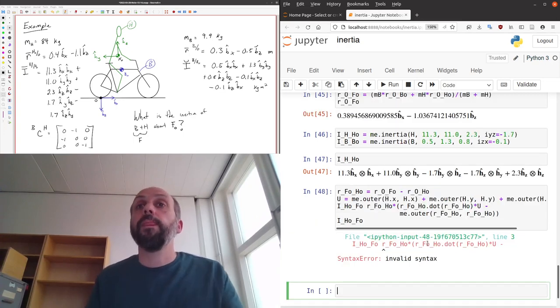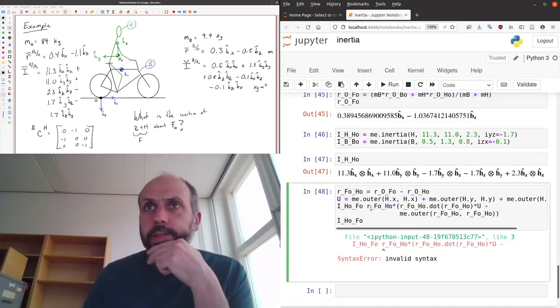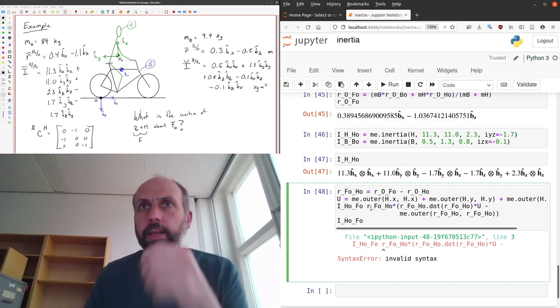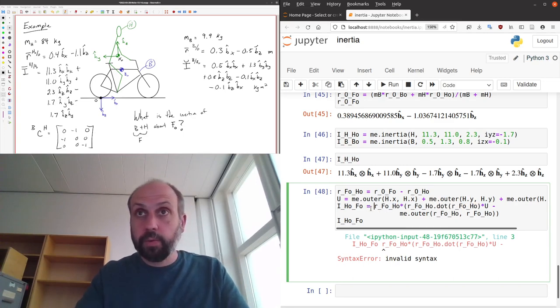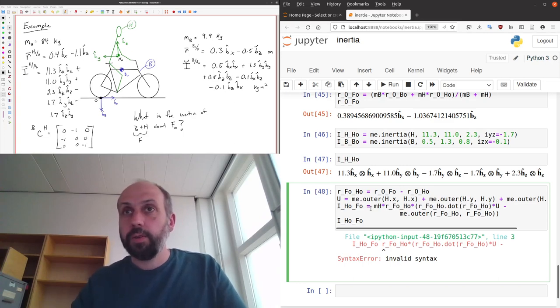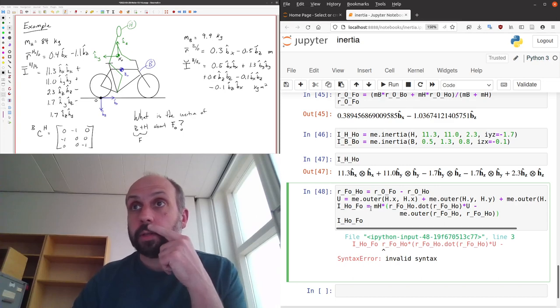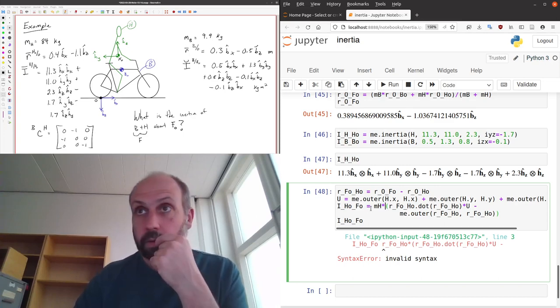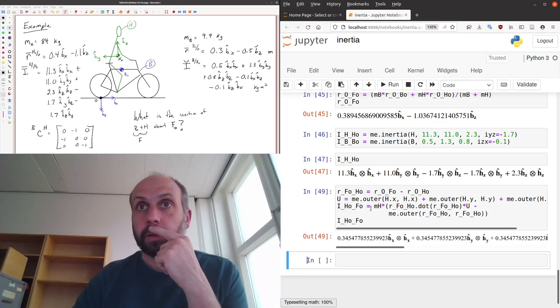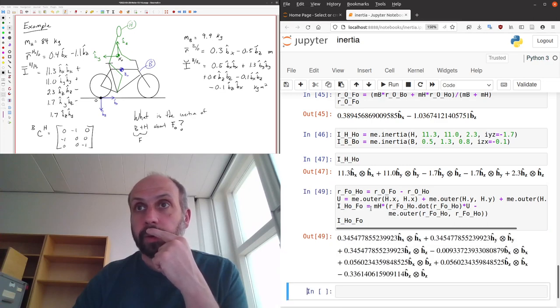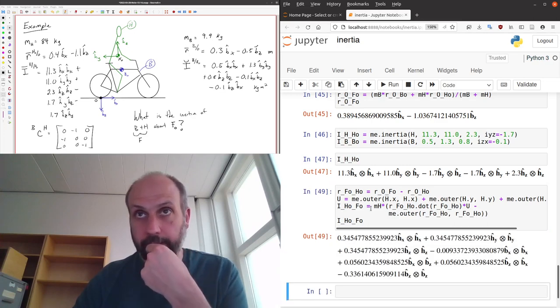Invalid syntax. I have somehow deleted something. Equals mh times. What did I do here? All right, I think that's right. Dot product times the u minus the outer product of the two vectors times h should give me the bit that we need to shift things over here.